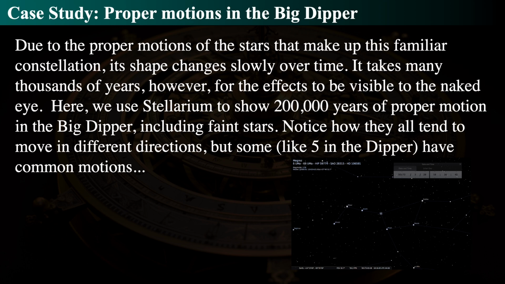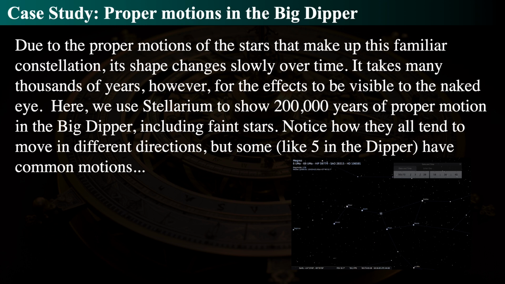The Big Dipper is pretty close. So the stars of Ursa Major are pretty close. They're part of a moving group, as we call them, and they change slowly, but they take time to effect their change. But what we're going to do now is I went into this program called Stellarium, and I went over the course of 200,000 years to see how the Big Dipper will change.